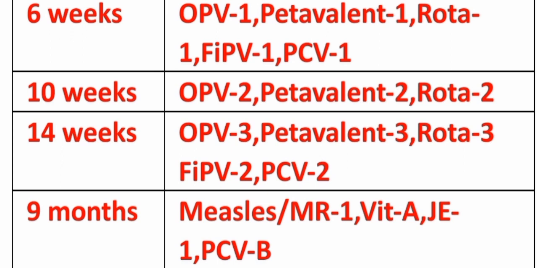At the 10th week: OPV second dose, pentavalent second, rotavirus vaccine second. At the 14th week: OPV third, pentavalent third, rotavirus vaccine third, fractional inactivated polio vaccine second, and PCV second. At the 9th month: measles or MR vaccine. Nowadays MR is given, MR first dose, vitamin A, JE meaning Japanese encephalitis first dose, and PCV booster.